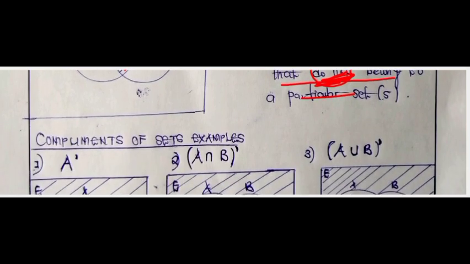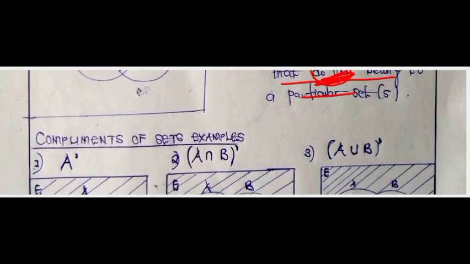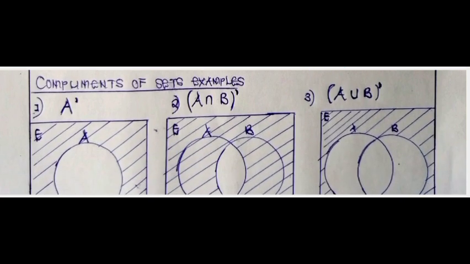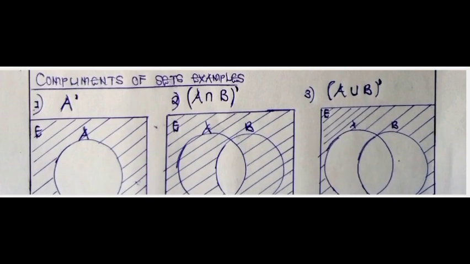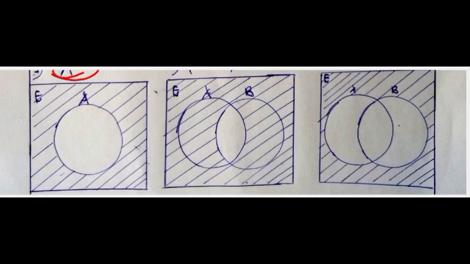Now, let us focus much of our attention on complement of sets with examples. Now, when we say a complement, this is what we mean. We mean all the members, but not those members that belong to this set, which is set A, except those members that are in set A.